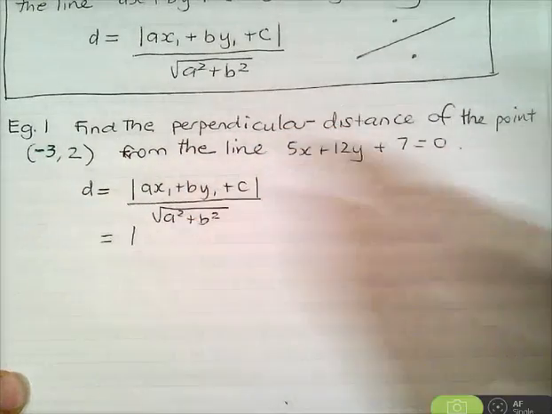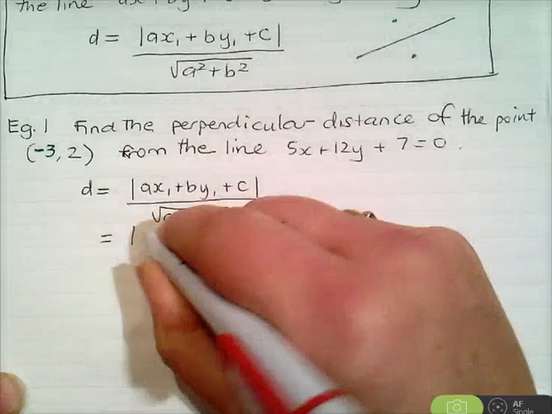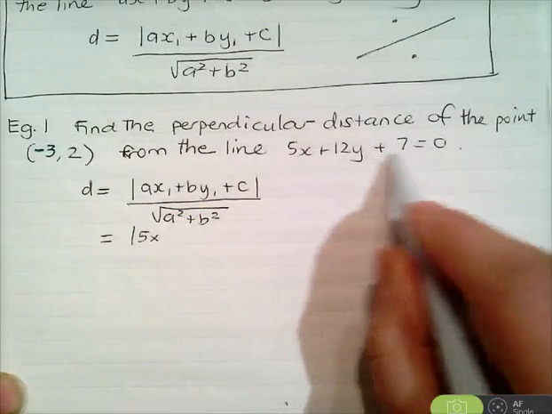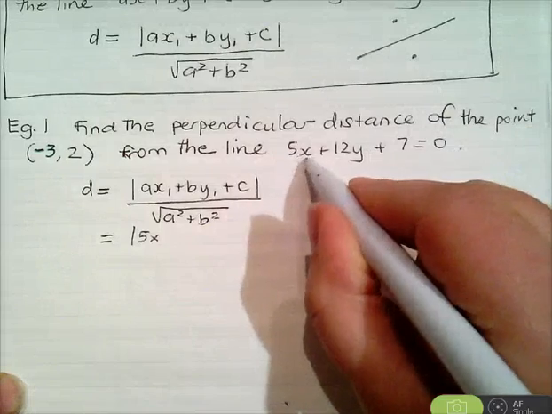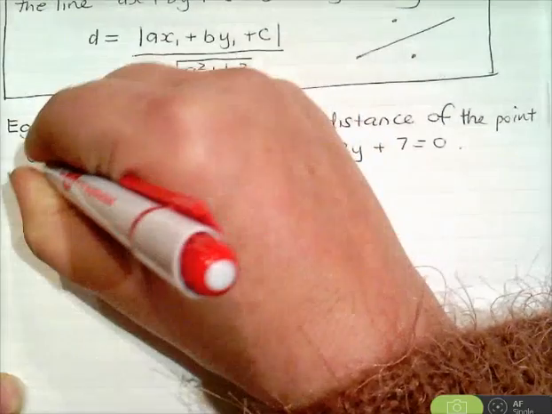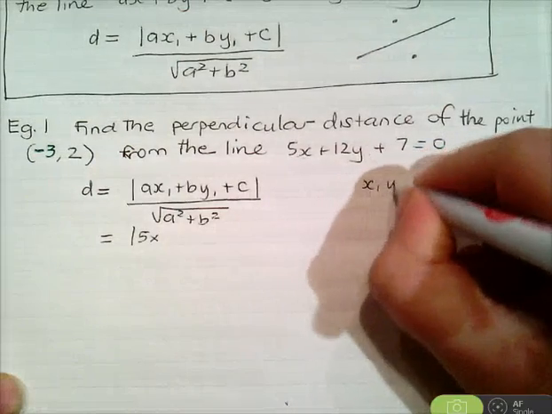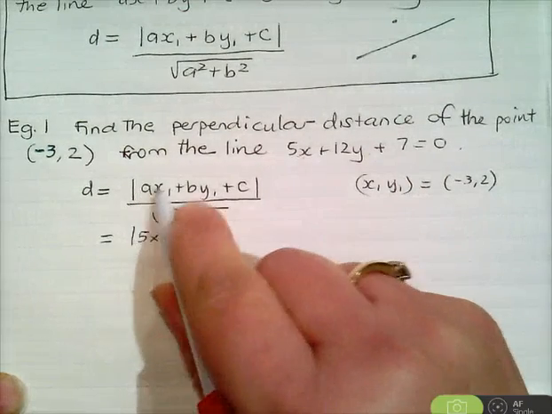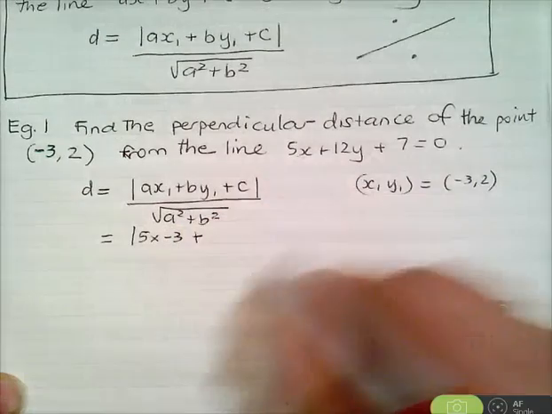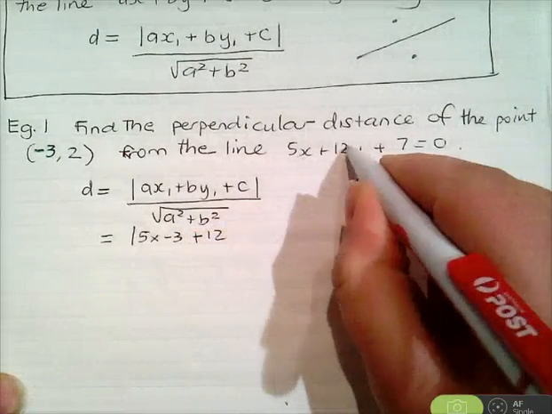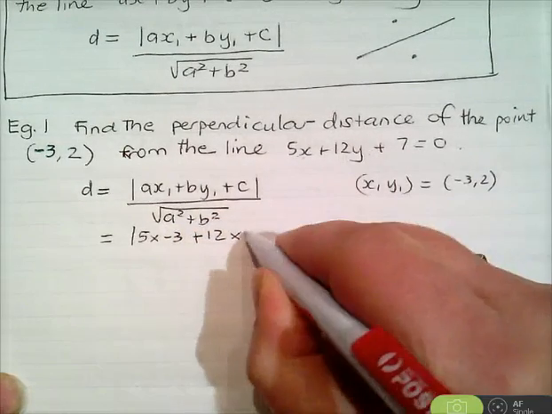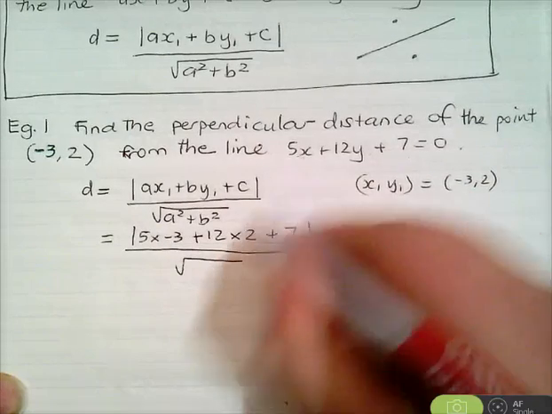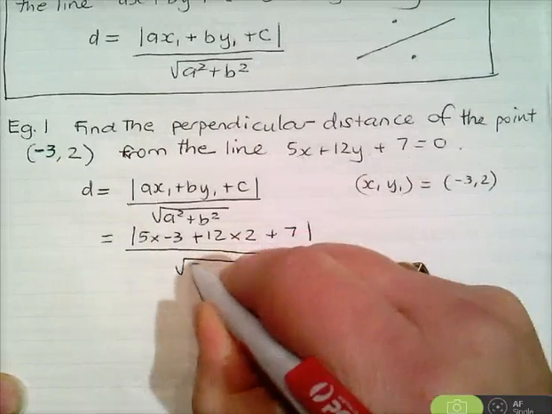And now we can substitute in our values. That's our line, our ax plus by plus c equals 0, but we substitute the x and y values for these values here. So the x1, y1 is -3, 2, it's your point. So we go 5 times -3 plus 12, times the y value, which is 2, plus 7. All of that over the square root of, now that's a and that's b, so it's the square root of 5 squared plus 12 squared.